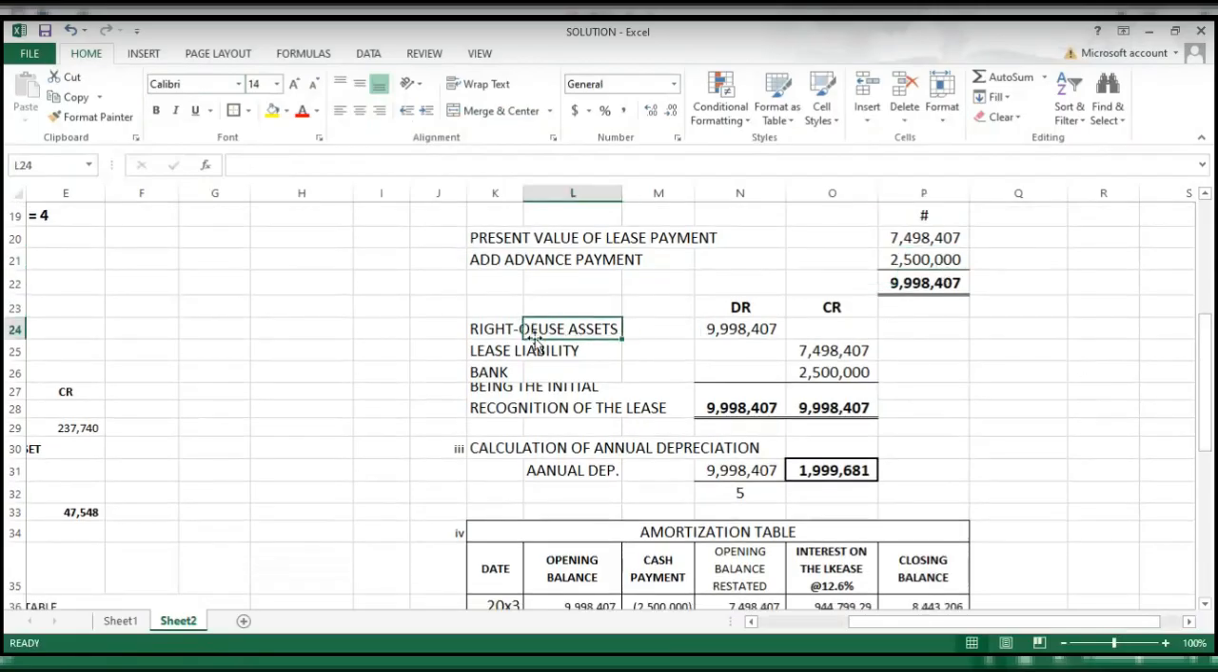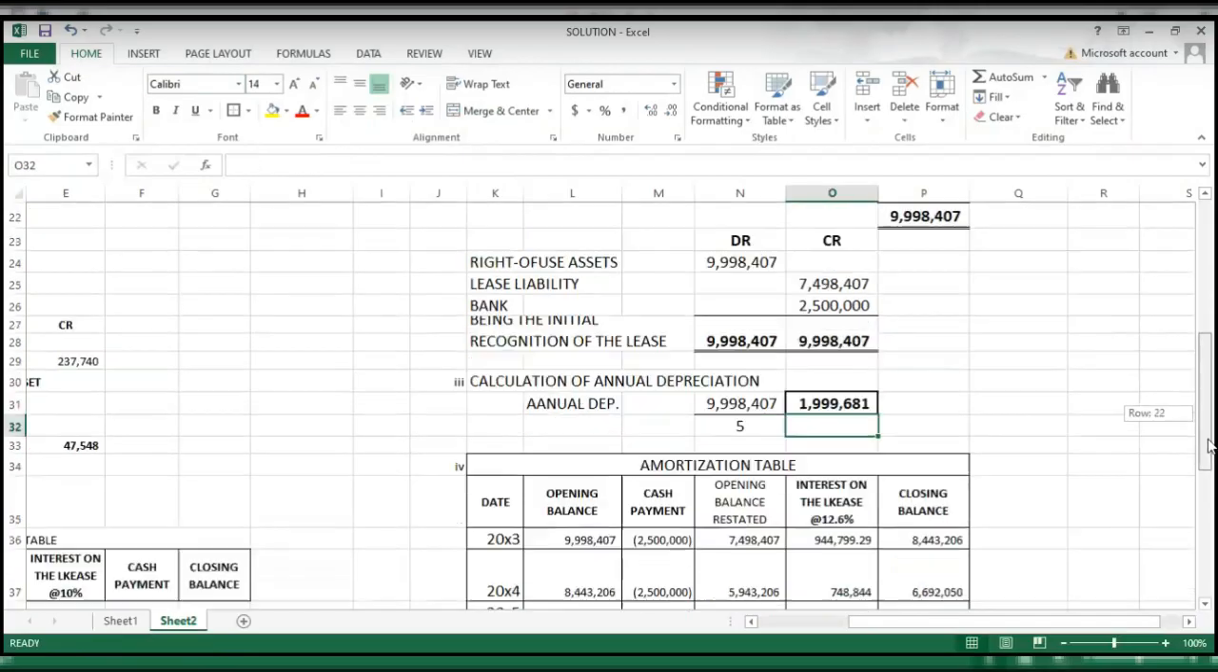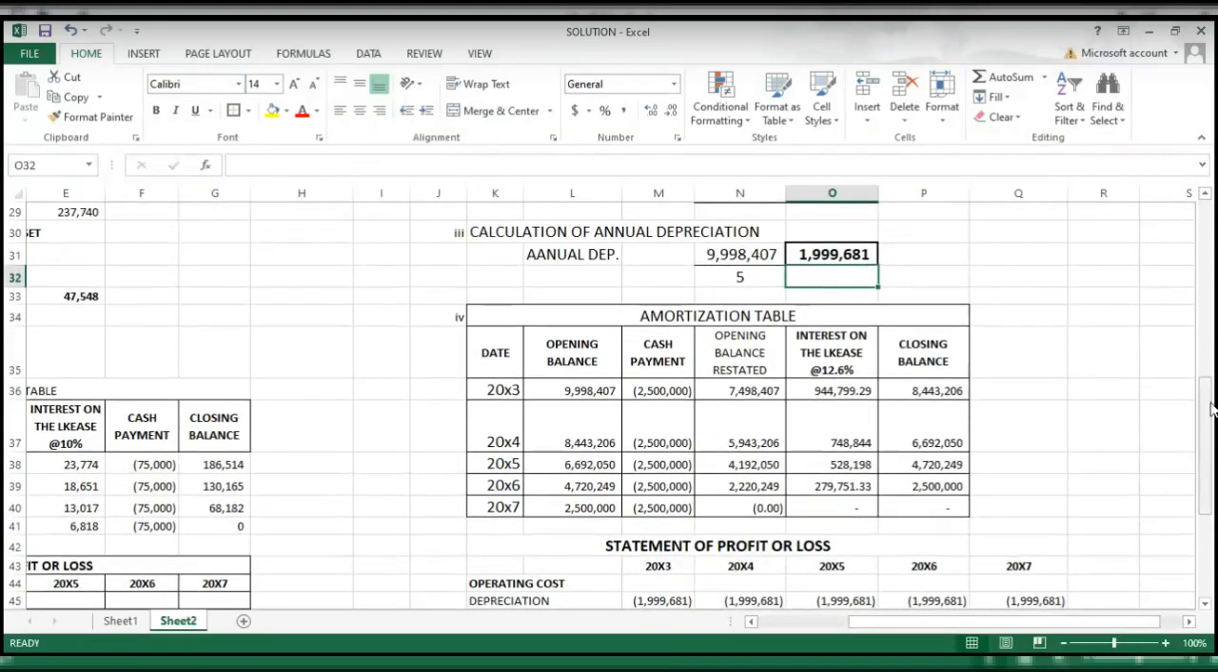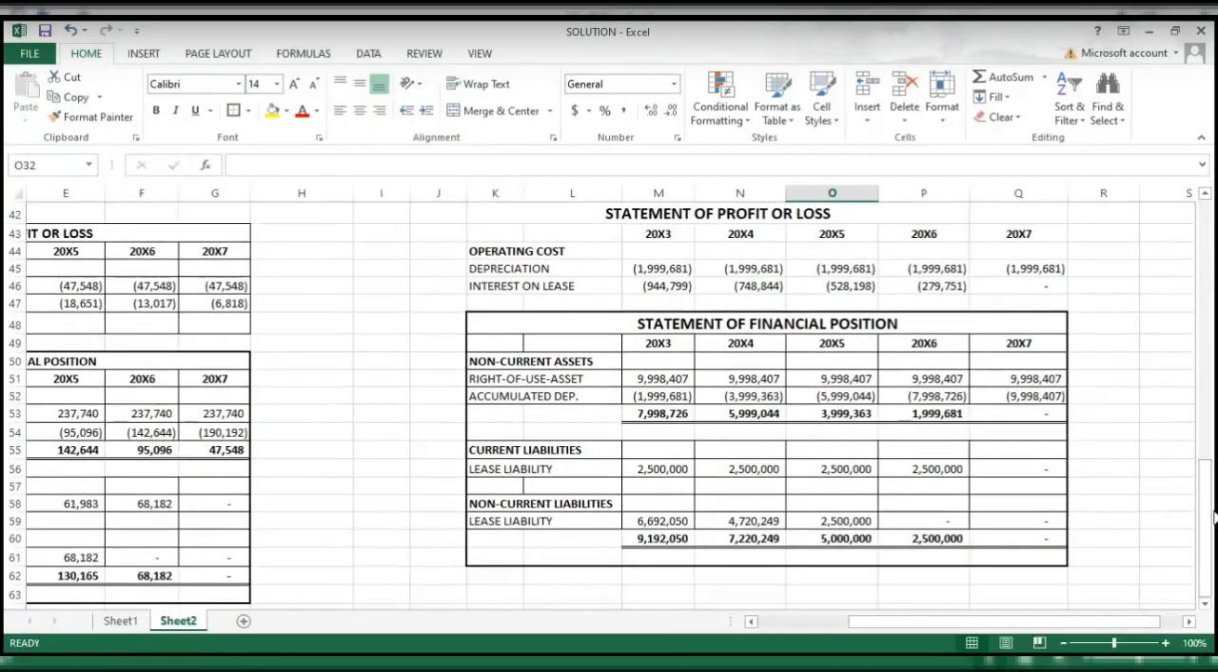You pass the journal: debit the right of use asset, credit the liability with the amount outstanding, and credit bank with the amount of payment that is made on the first. Debit asset, credit bank. And so calculation of depreciation is done, and we have our amortization table done like this, and we have our profit and loss account prepared like this. Do we have any question?